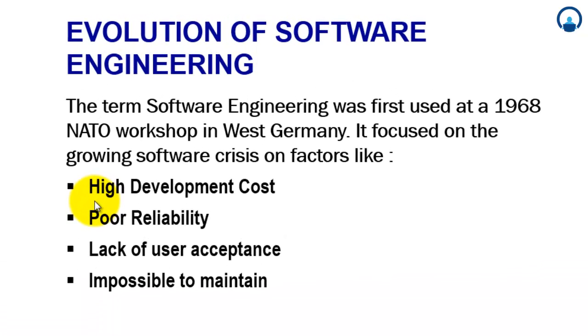Evolution of software engineering. Software engineering is the application of a systematic, disciplined, quantifiable approach to the development, operation, and maintenance of software. The term software engineering was first used at a 1968 NATO workshop in West Germany. It focused on the growing software crisis on factors like high development cost, poor reliability, lack of user acceptance, impossible to maintain. Surprising to learn that these issues were raised long back in 1968.